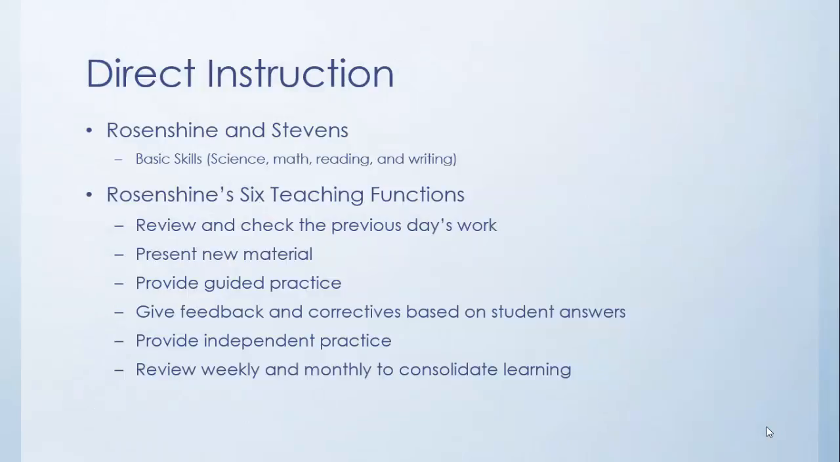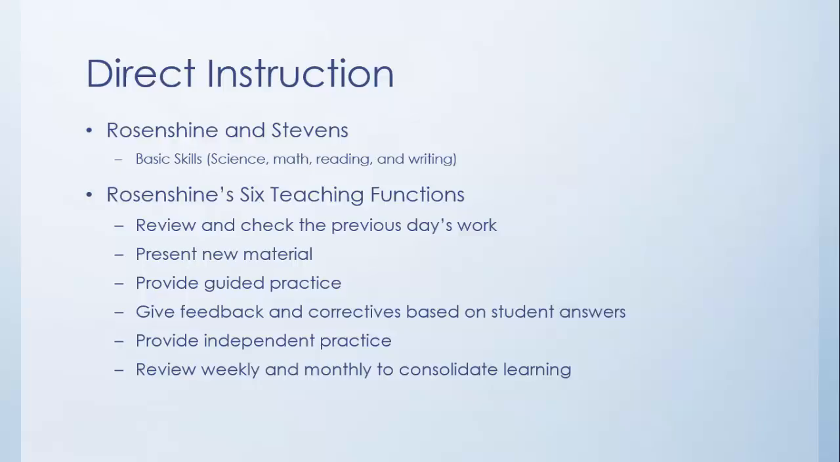In the 1970s and 80s, after much research, Barak Rosenshine and Robert Stevens identified a model of teaching called direct instruction. Direct instruction is the systematic instruction for mastery of basic skills, facts, and information. When we say basic skills, we're talking about clearly structured knowledge and essential skills such as science facts, mathematical computations, reading vocabulary, and grammar rules.